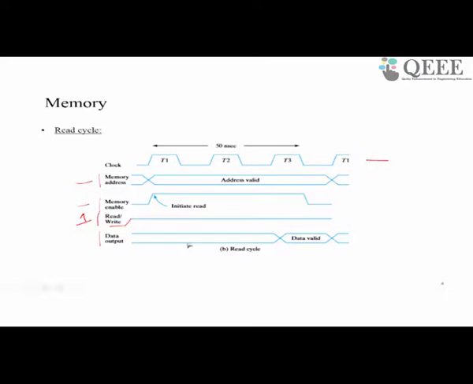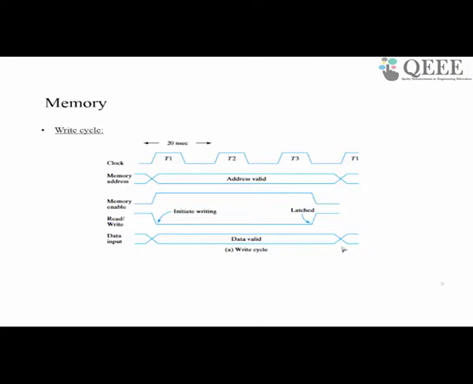So it is asserted as 1, then the address is present, the memory is enabled, the read command is given. So it will take some time for the memory to fetch the data from the location and place it on the data bus. So this is the time at which the data becomes valid, and within this duration the data has to be latched outside. So this is how a read cycle works.